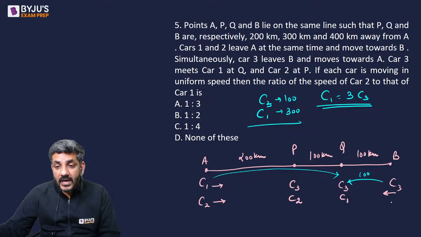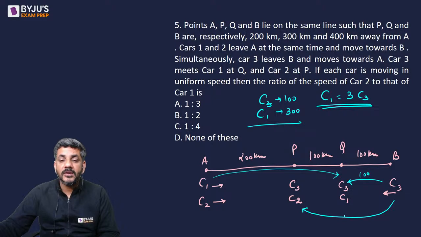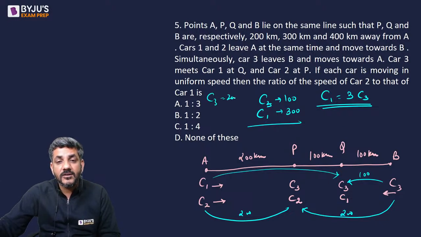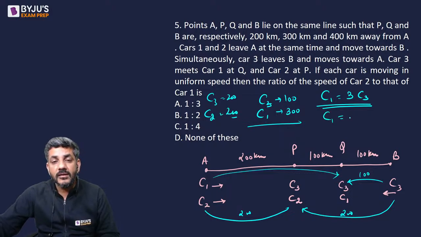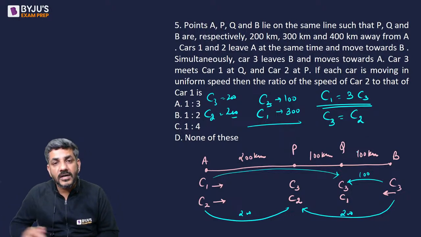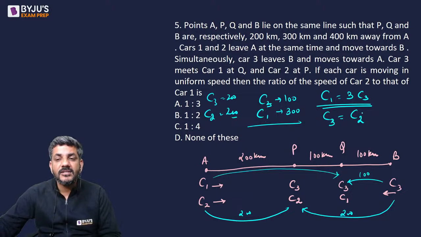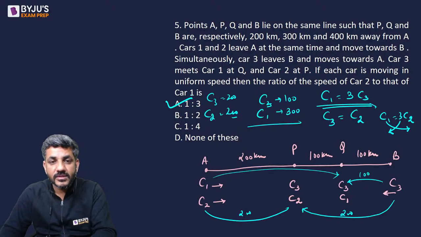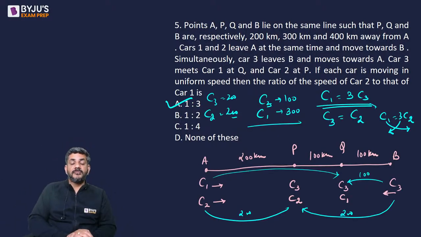Next, when car 3 covered 200, 100 plus 100, that is 200, in the same time car 2 also covered 200. Here both have covered equal distance. When car 3 covered 200, car 2 also covered 200. So can I say speed of car 3 is equal to speed of car 2? The question is asking you the ratio of C1 and C2, so it's simple: when C3 equals C2, put C2 here, you will get C1 is 3C2. That means speed of car 2 divided by speed of car 1 is 1 divided by 3, and 1 divided by 3 is 1 is to 3, which is given in option A, and that becomes the right answer for us.